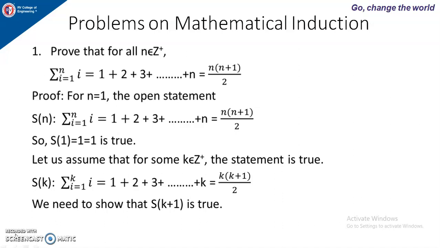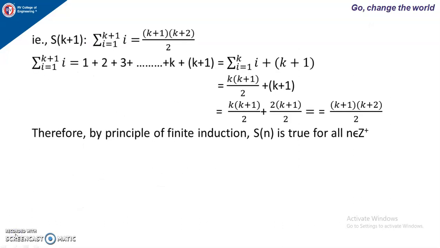Let us assume that for some k belongs to Z+, the statement is true. That is, S(k) becomes 1 + 2 + 3 + ... + k, which is equal to k(k + 1)/2. Now, we need to show that S(k + 1) is true. That is, S(k + 1) will be the summation i = 1 to k + 1 of i, which is equal to (k + 1)(k + 2)/2.